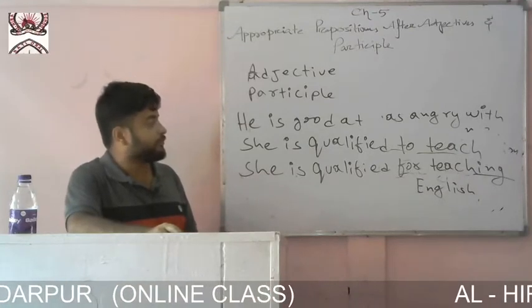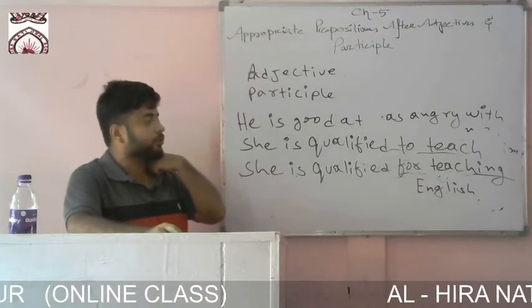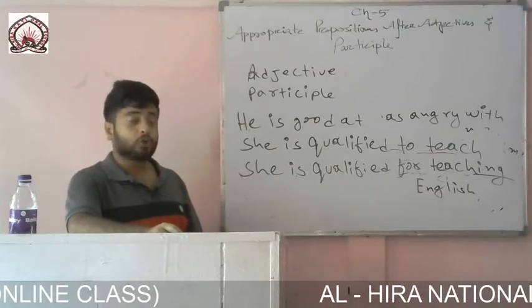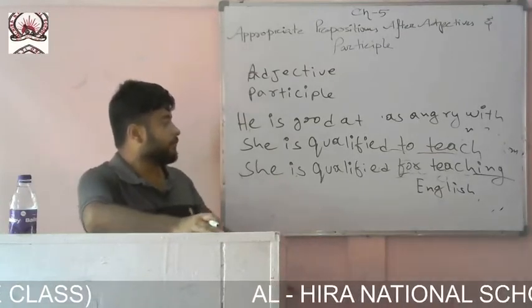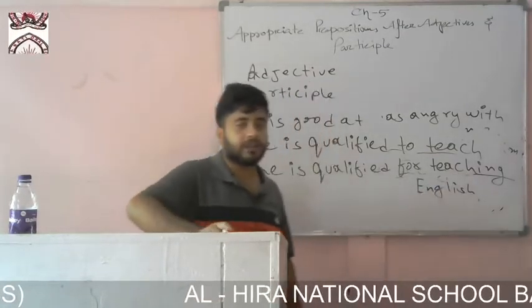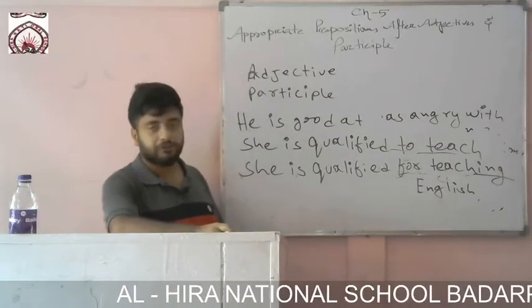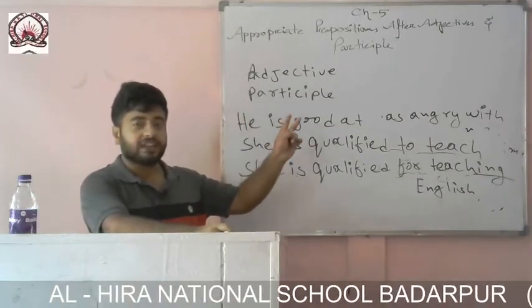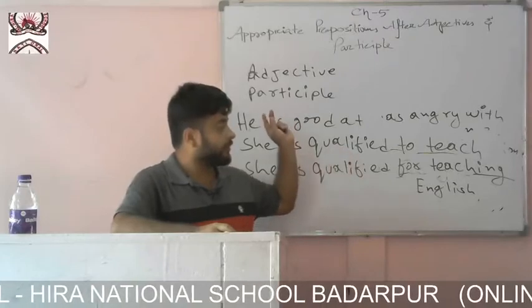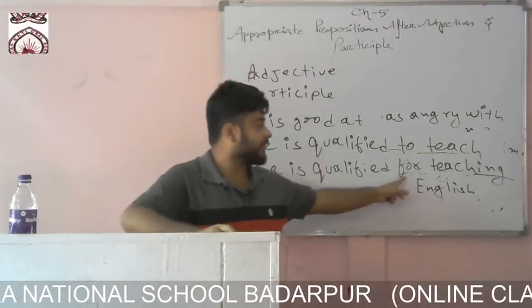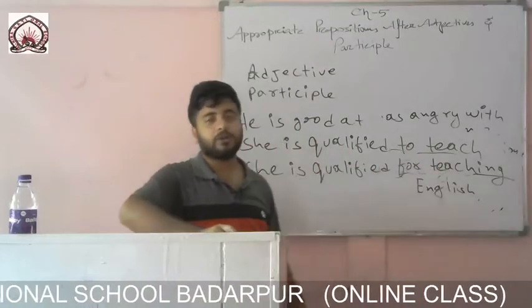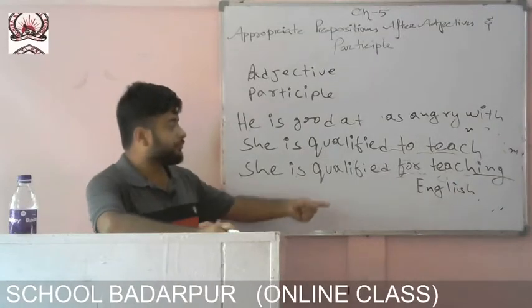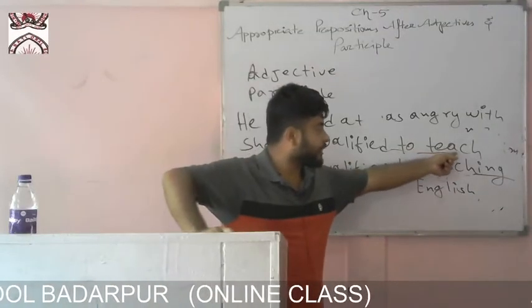She is qualified for teaching. Otherwise, she is qualified to teach English, we can also say. But since ing is there, that is why we have written for. So qualified for. If ing is there after qualified, we use for. If only a verb is there without ing, then to. Understood or not?